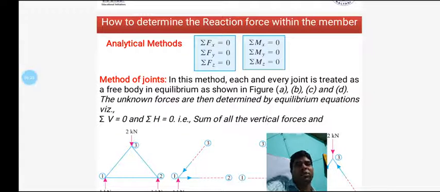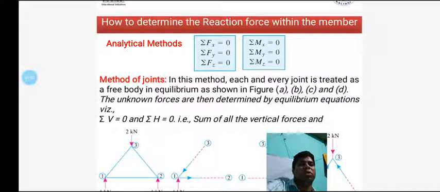In the analytical method, summation of Fx is equal to 0, summation of Fy is equal to 0, summation of Fz is equal to 0. That means the equilibrium conditions are fulfilled in a proper manner. Similarly, the moments about each and every axis should be 0. Summation of moments about each and every axis should be 0. That means summation of Mx is equal to 0, summation of My is equal to 0, summation of Mz is equal to 0. The method of joints.